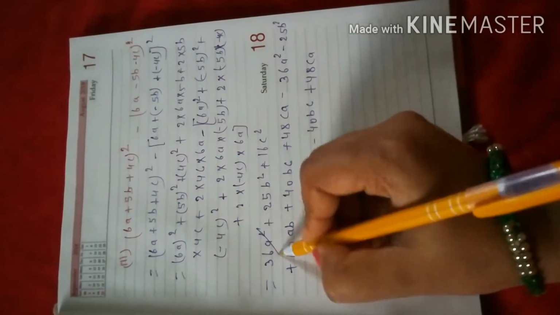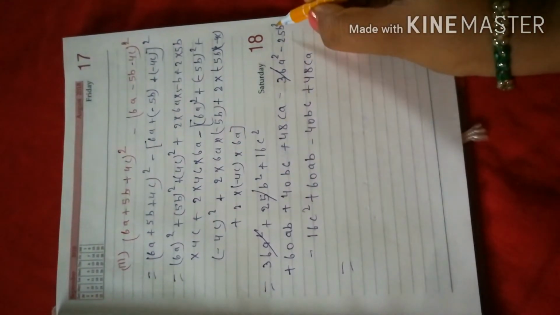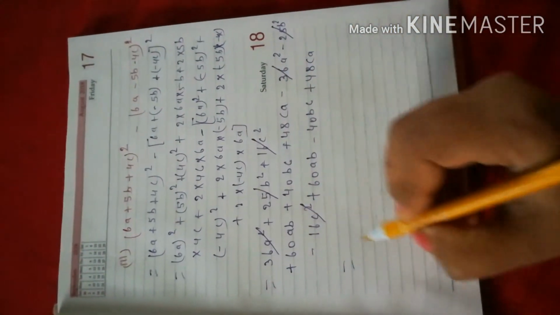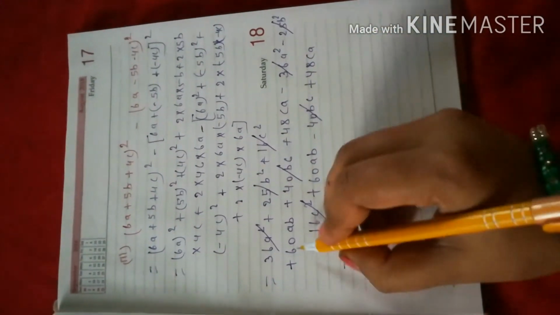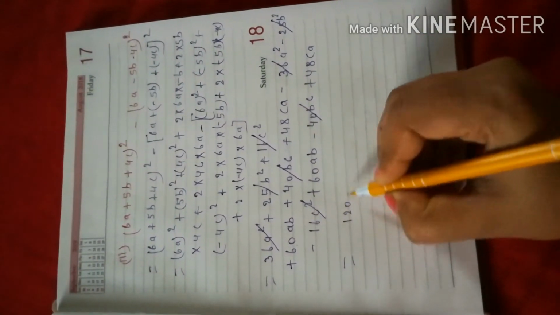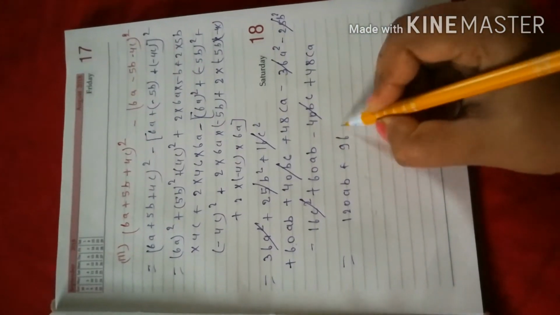Now plus 36 minus 36 will be cancelled. Plus 25 minus 25 will be cancelled. Plus 16 minus 16, minus 40bc plus 40bc. Now we will add 60 plus 60, 120ab plus 48 2s is 96ca.